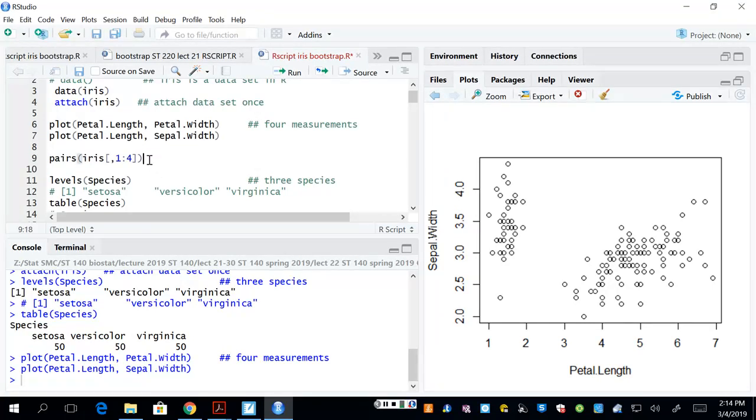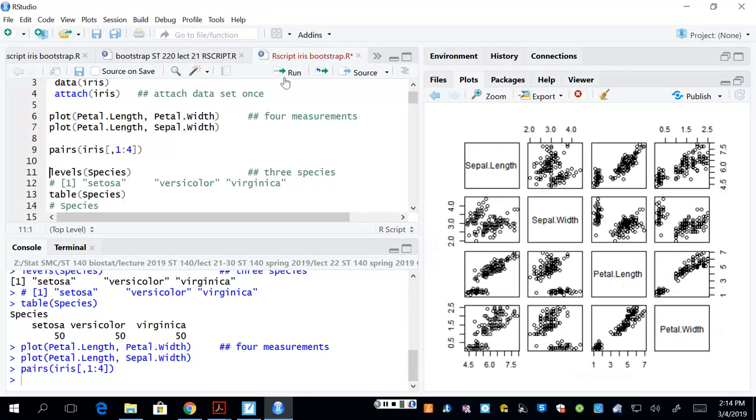R has this command called pairs. So the columns 1 through 4 are my continuous ones. If you do this, it will make a nice plot that shows you all 4 variables at once, right? In this plot, this might be a little hard to read details from the back. Petal width is a variable. It's on this axis and this axis and this axis here. Down here, it's on the vertical one. So this is a plot of petal width versus petal length. And this one is petal width versus sepal length. So you see all the different pairs together.